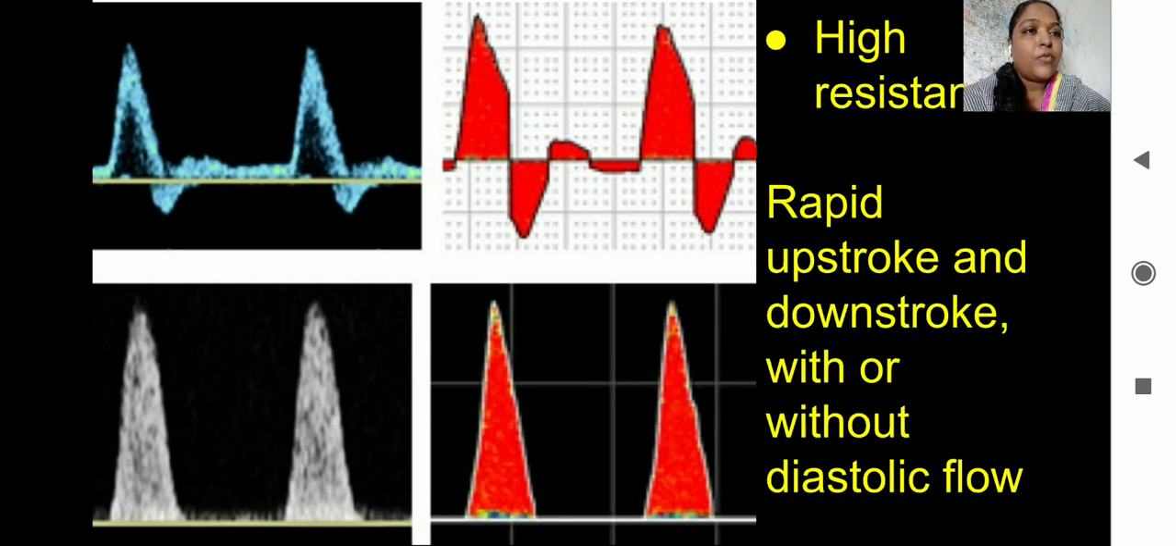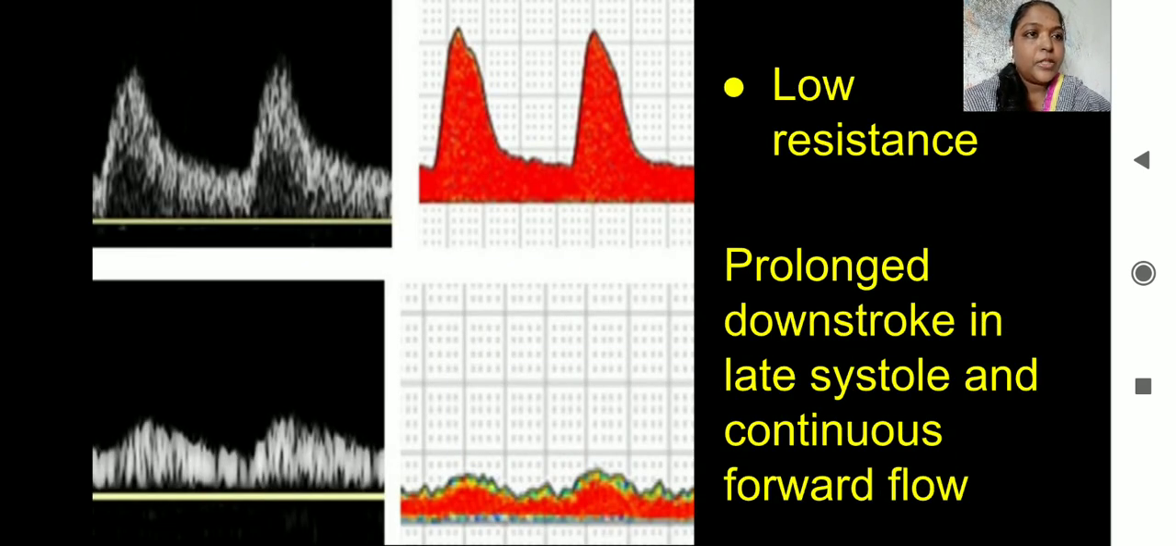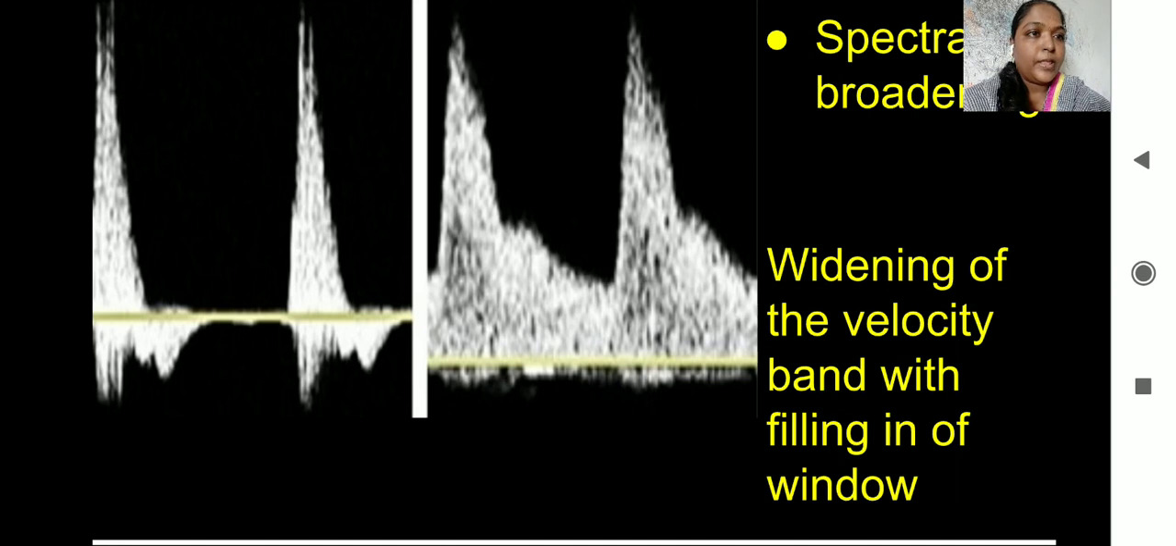High resistance waveforms will have rapid upstroke and downstroke with or without diastolic flow. Intermediate resistance waves have an end systolic notch with continuous diastolic flow above the baseline. The low resistance waveforms have a prolonged downstroke in late systole and continuous forward flow.